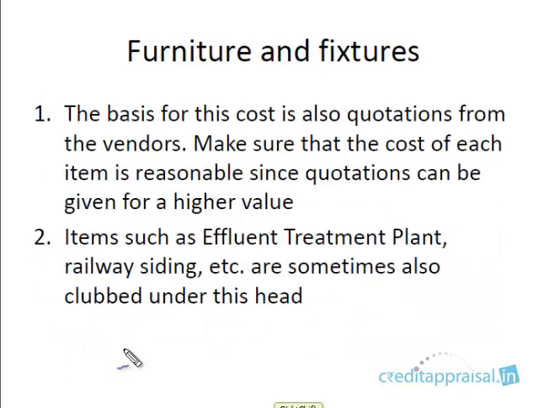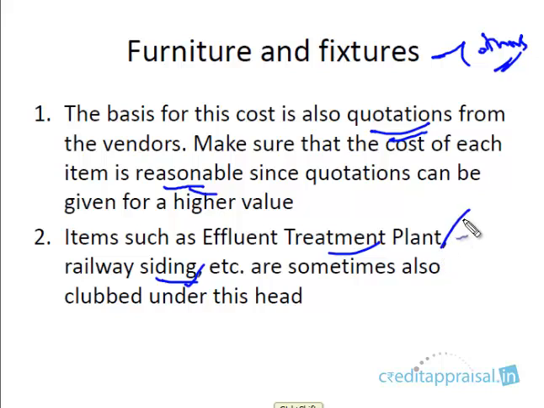Then the next item on the project cost is furniture and fixtures. Again, the basis is quotations from vendors. You have to ensure that they are reasonable. Sometimes, as we discussed in the introduction, in large projects, railway sidings and pollution equipment like the effluent treatment plant are also clubbed under furniture and fixtures.